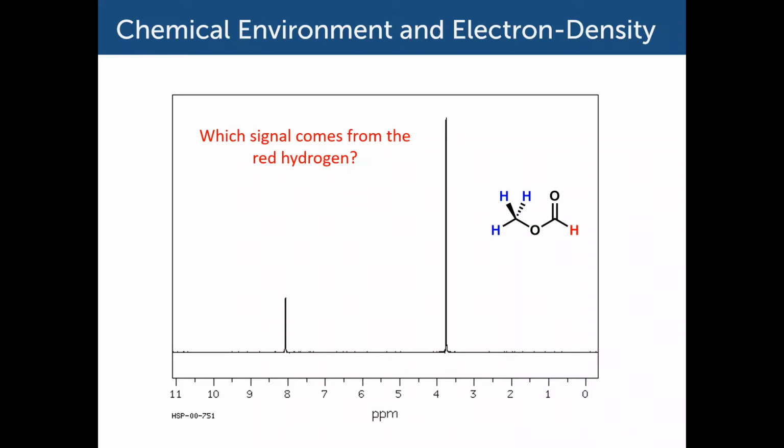Given the structure on the slide, which has color-coded hydrogens, I just want you to decide which signal on the NMR spectrum that's on your screen actually comes from the red hydrogen. So do what you need to do to answer this question, and then we'll come back together.